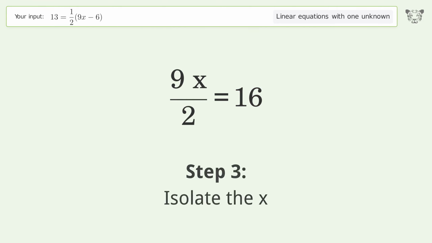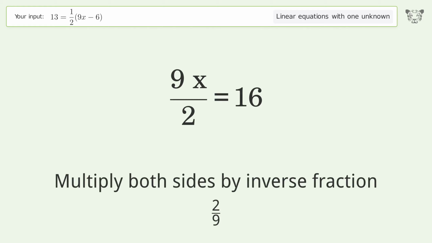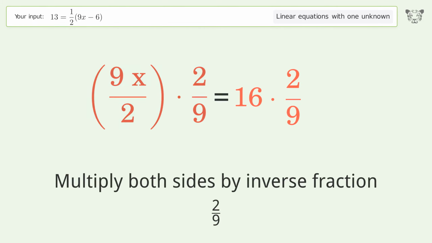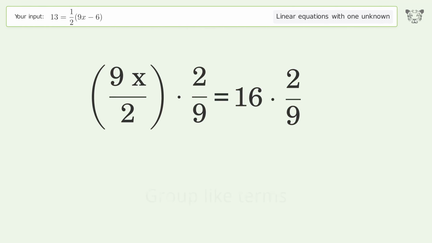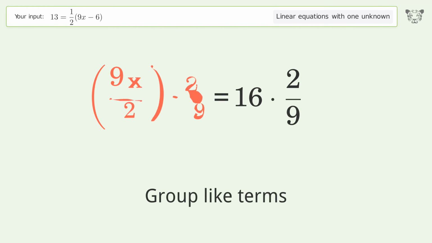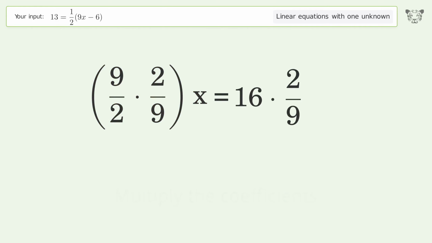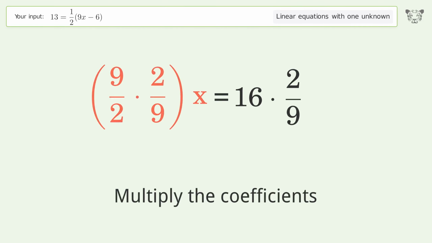Isolate the x. Multiply both sides by the inverse fraction 2/9. Group like terms. Multiply the coefficients.